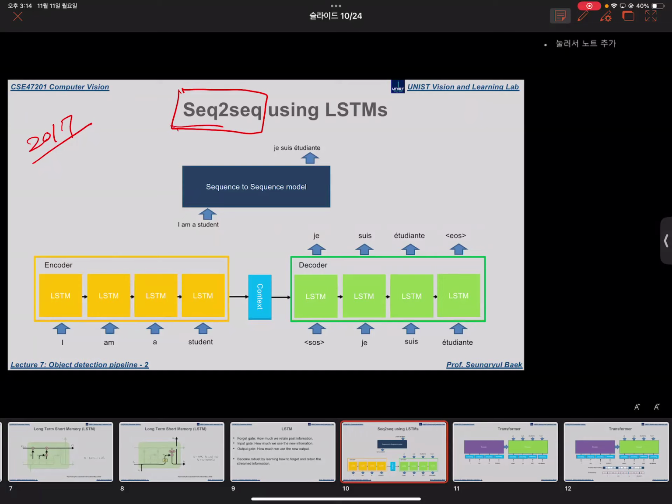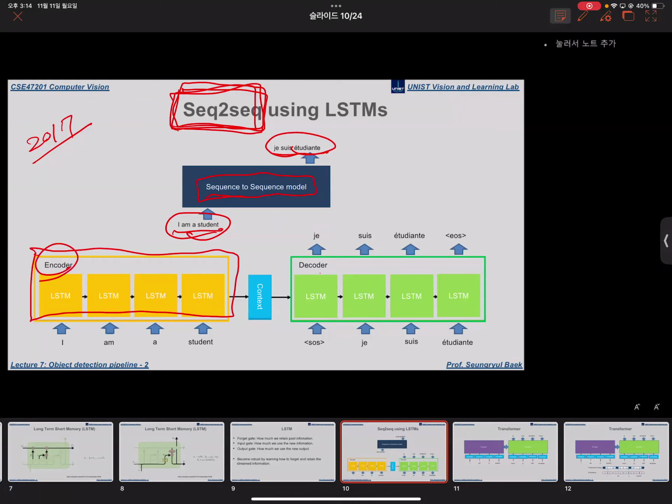So this sequence-to-sequence model translates English to another language, for example, French. Okay, so they use the sequence-to-sequence model to translate a word sequence to another word sequence. And that is composed of an encoder architecture and also a decoder architecture. If we see the details of the sequence-to-sequence model, it is composed of the encoder and decoder architecture.